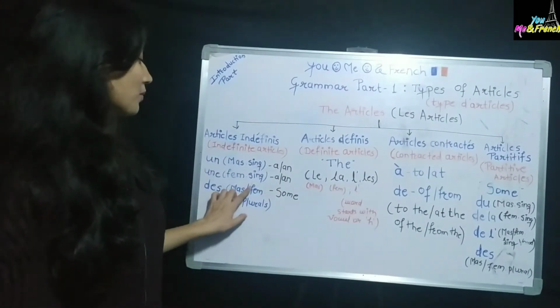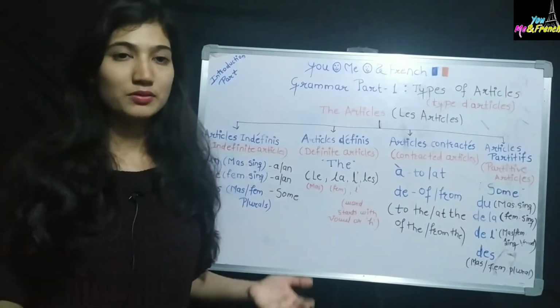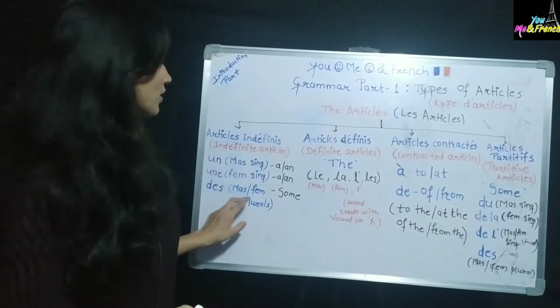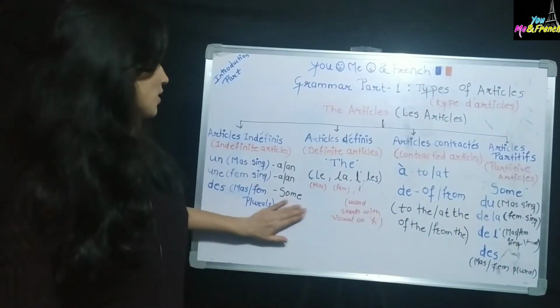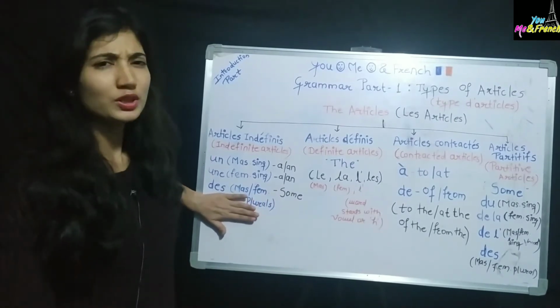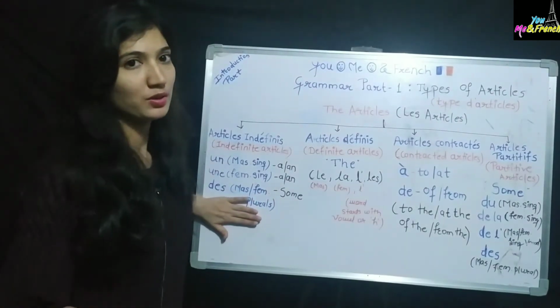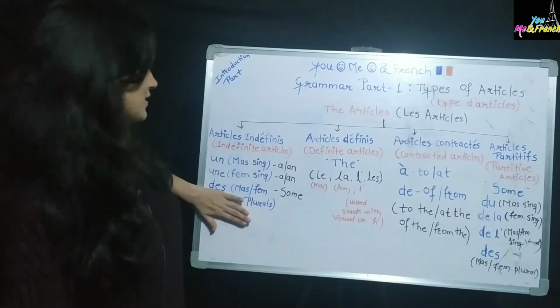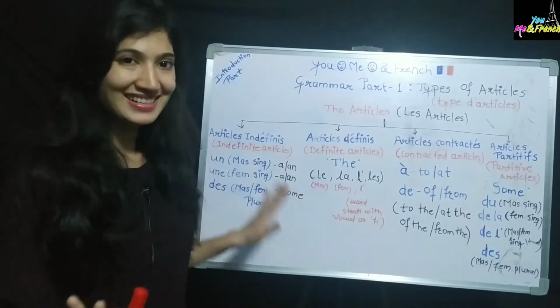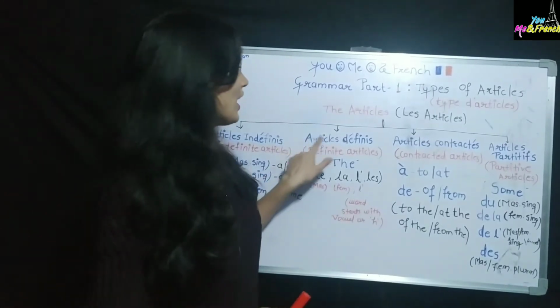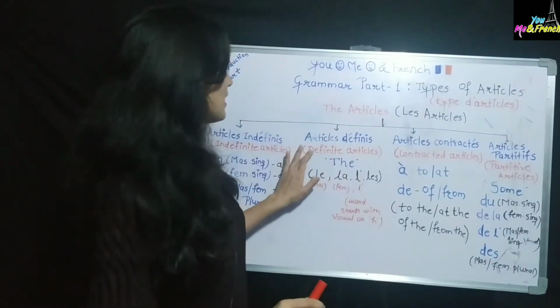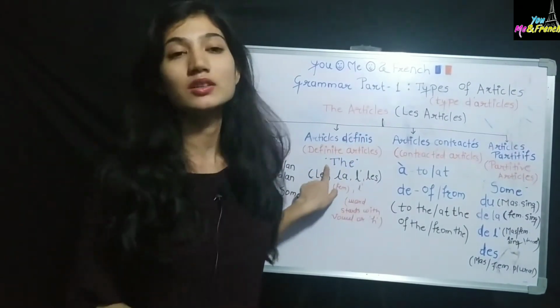And no matter whether you are taking feminine or masculine, if it is plural, it is some. You have to take des. No need to bifurcate into masculine or feminine. It is plural, it is des. That's it. Understand? Then next, article défini means definite article, meaning the.